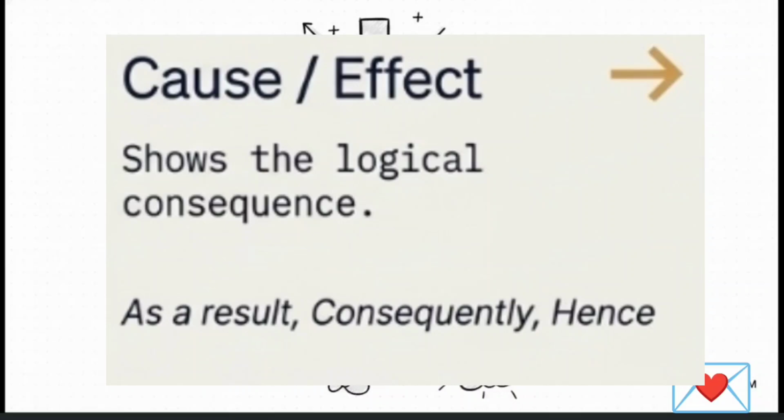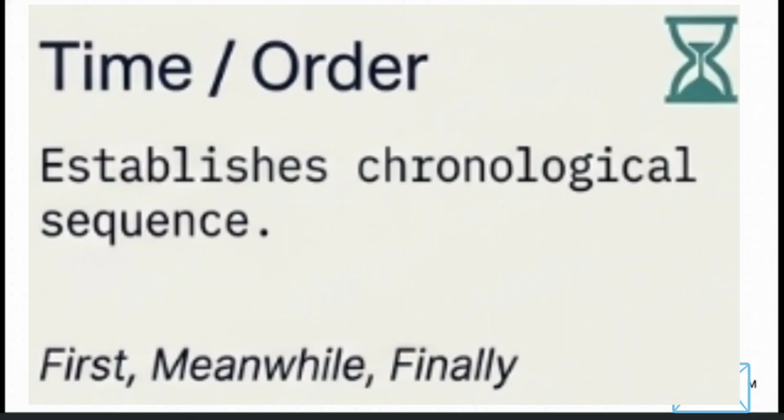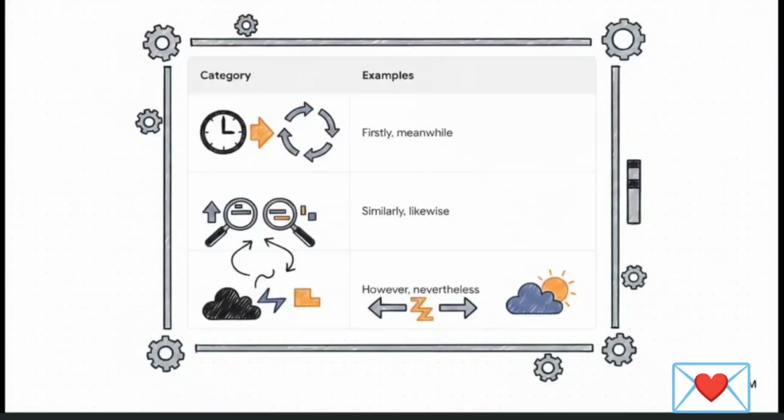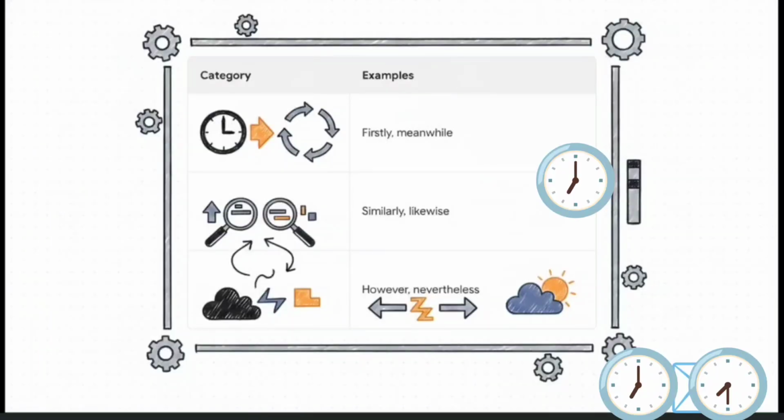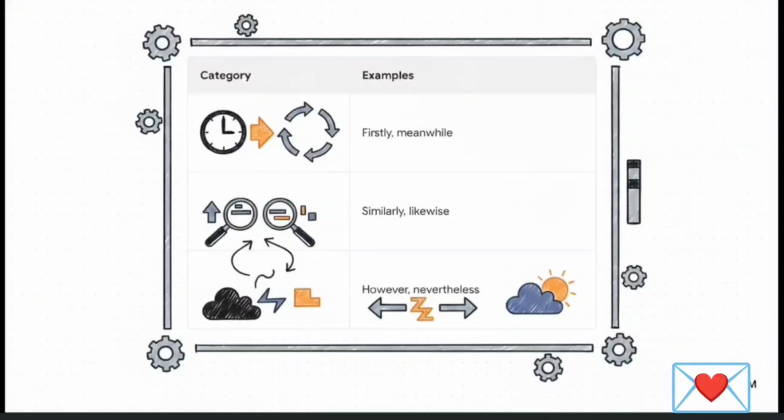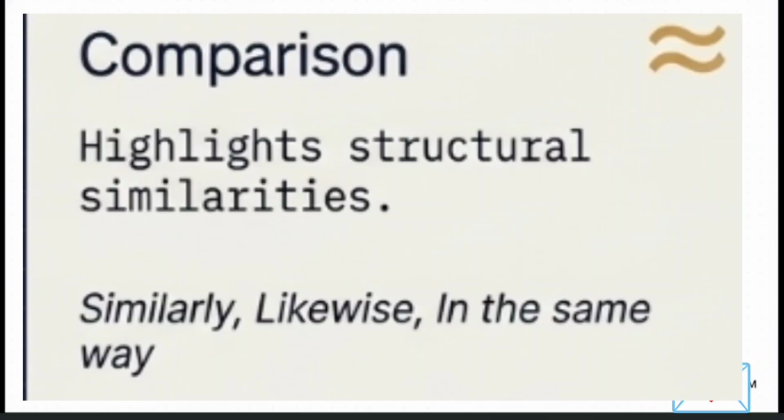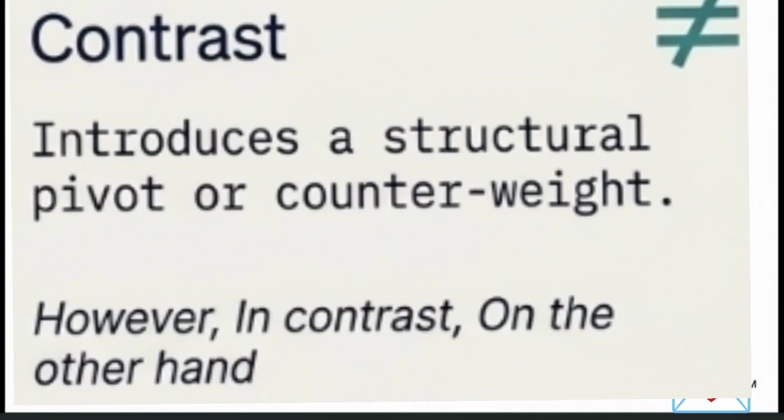Then we have cause and effect. When one event forces another to happen, you reach for words like as a result, consequently, or hence. With these, you're explicitly telling the examiner that X caused Y. Now, when you're outlining steps or chronological events, your time and order connectors like firstly or meanwhile are going to be your go-to tools. To show how things are alike, you use comparison tools like similarly or likewise. And when you really need to introduce an opposing idea, you deploy contrast transitions like however or nevertheless.